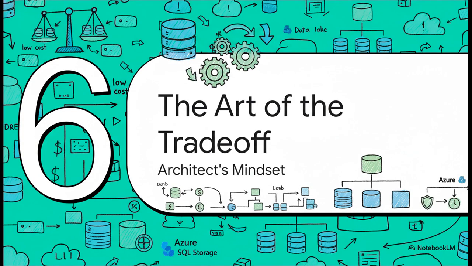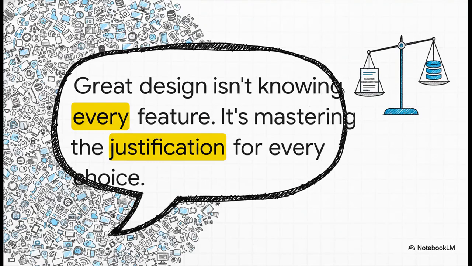So let's kind of zoom out and bring this all home. As we've seen again and again, every single choice has a consequence. The real skill, the thing that the AZ305 is testing for and what you need in the real world, is mastering this art of the trade-off. And this right here is the core lesson of this whole explainer.